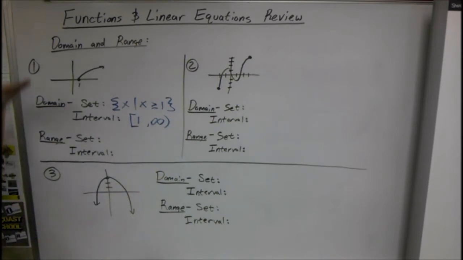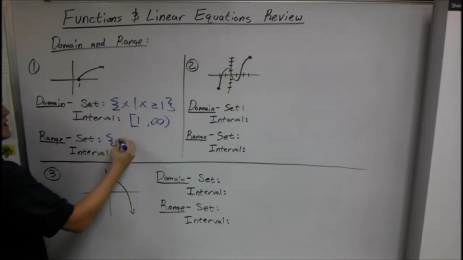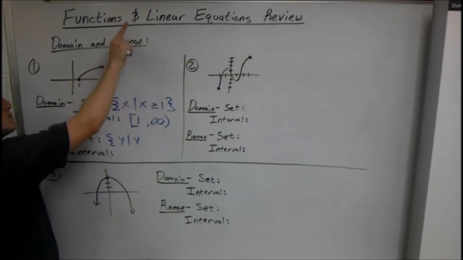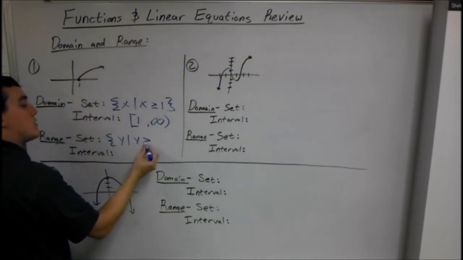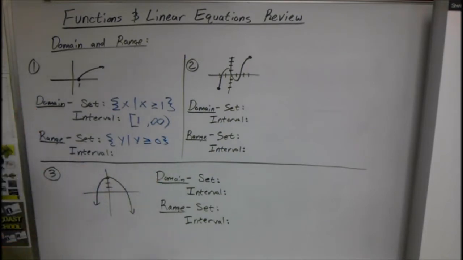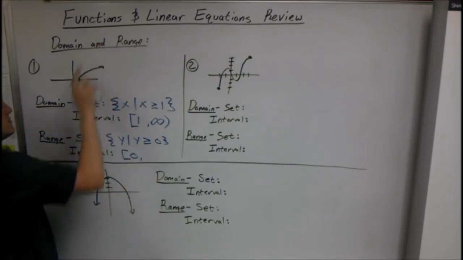For range, range is y values. So here, our range starts at, what y value is this? 0, right? So, since it's range, we're dealing with y values. And its y is everything, well, it keeps going up and up. It might go up slow, but it keeps going forever. Y is everything greater than or equal to 0. So for interval notation, it starts at 0, and it goes up and up to infinity.